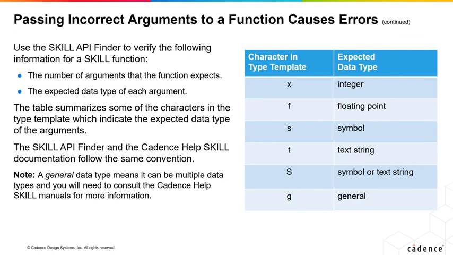When you're trying to determine what type of data to pass to a skill function, you can use the Cadence Skill API Finder to verify that you have, first of all, the correct number of arguments that the function expects, and then that you are passing in the expected data type for each of those arguments. At the right is a table that summarizes some of the different types of data that are expected for different types of input arguments.